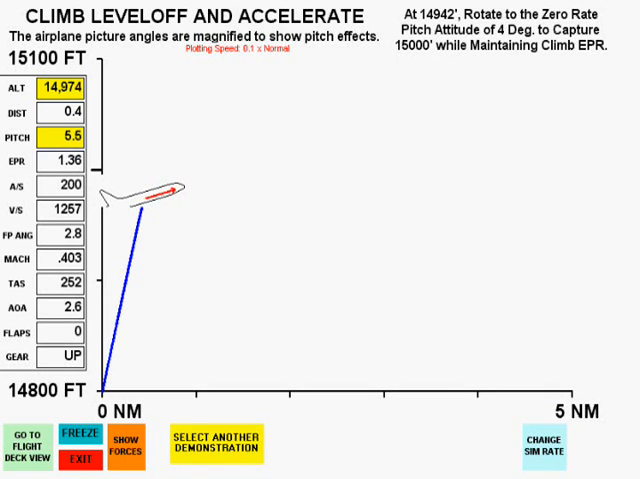Notice that after the zero rate pitch attitude of 4 degrees is established, the vertical speed is still climbing. The vertical speed will reach 0 feet per minute as the altitude reaches 15,000 feet.